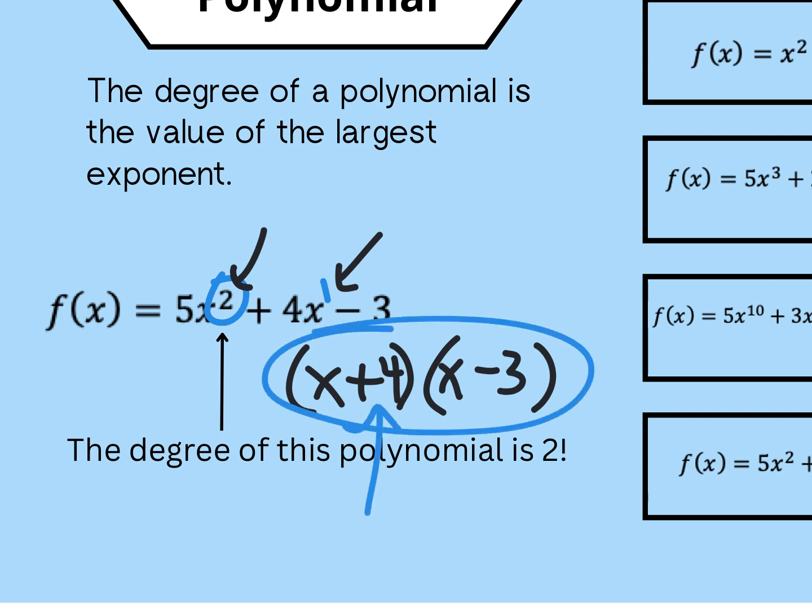In this case, when you do the x times the x, you'd have an x squared. That would be also a degree 2 polynomial. So when they're all multiplied out, it's just the biggest degree.